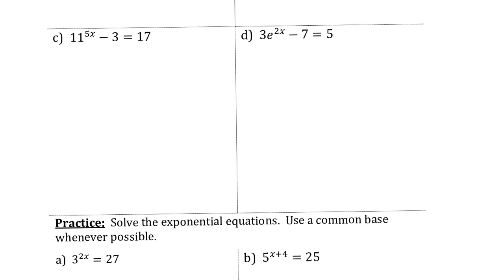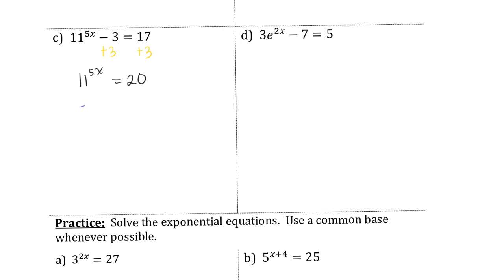Okay, let's look at C. Well, C, I have that extra 3. Let's move the 3 over first because sometimes you move it and then it looks okay. 11 to the 5x equals 20. So this has a base of 11. Can I rewrite 20 using 11? Absolutely not. It's like 2 times 10, 5 times 4. It's impossible. So I'm going to rewrite it in logarithmic form.